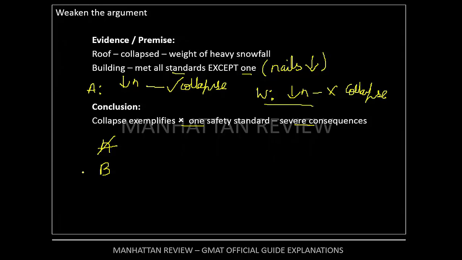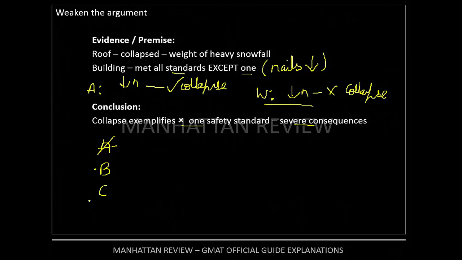Then this can give a possible reason stating that not following the safety standards is not the reason for the collapse. In other words, using smaller nails is not the reason for the collapse. Choice B undermines the author's assumption. So B weakens the argument. Let's hold choice B.